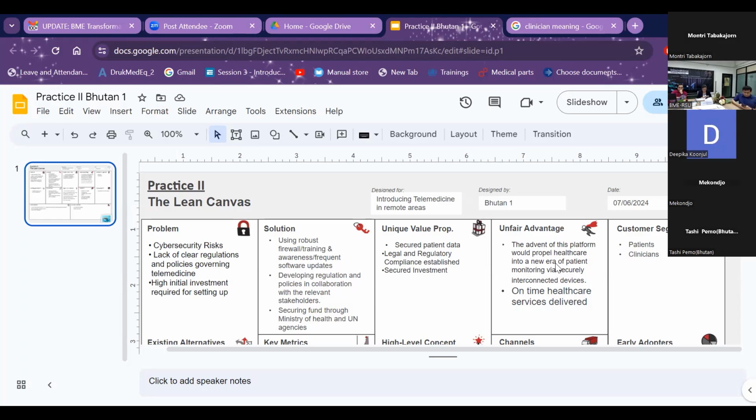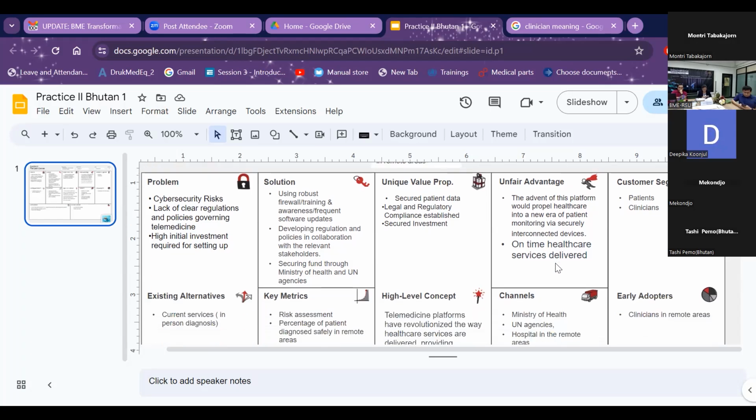And the key metrics to measure those solutions would be, first, performing a risk assessment for choosing the best robust firewall and all. If we perform a risk assessment, and based on the assessment we could develop it to guarantee the security of patient data and privacy.